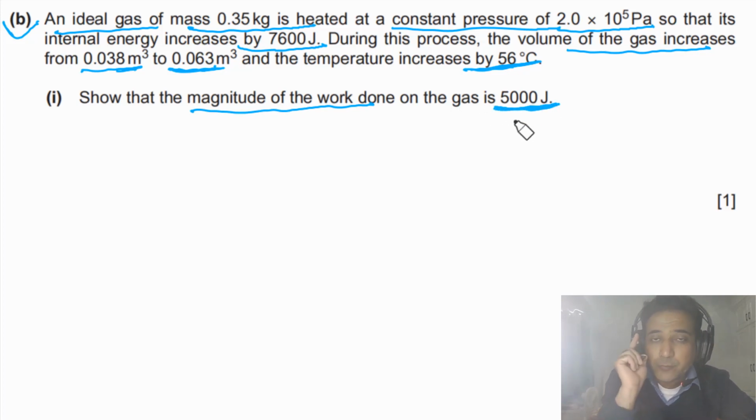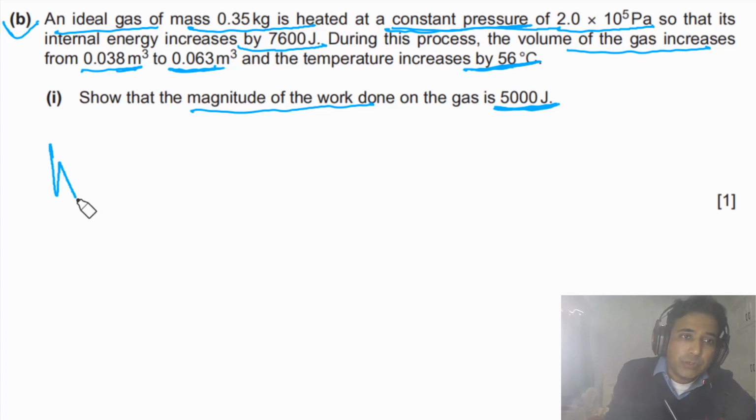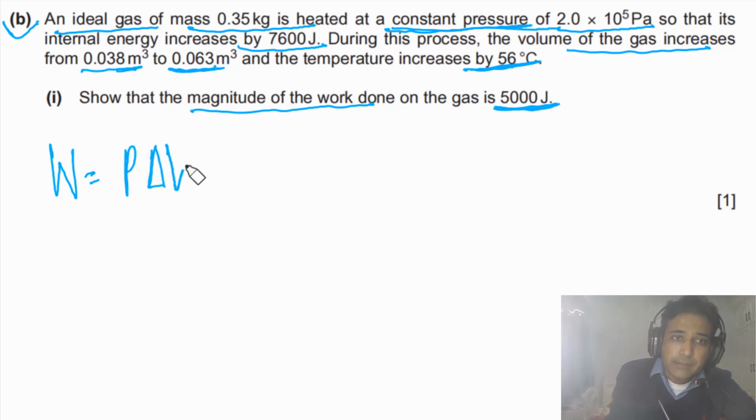For this question, the first thing we need to understand is that pressure is constant during this process. So simply we can use W equal to P times delta V. Also you need to understand that in this case, as volume is increasing, it means work is done by gas.